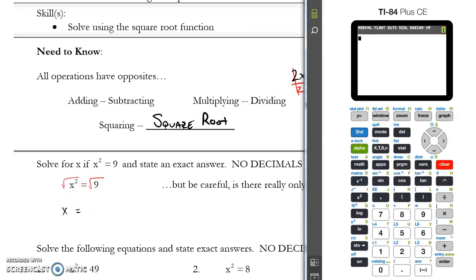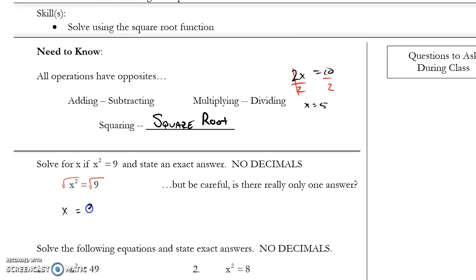So, first, we check our calculator, and yes, square root of 9 is 3. So that says x is equal to 3. But be careful, is there really only one answer to this? In fact, there are two. Because this is no longer an expression, and it's an equation, we have to consider the fact that there are actually two different numbers that I can multiply by itself and get 9.